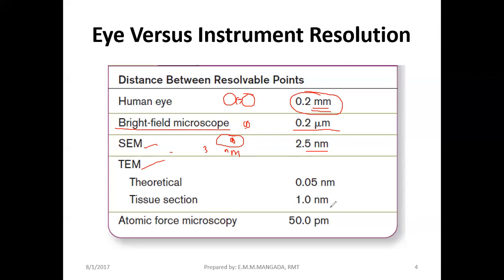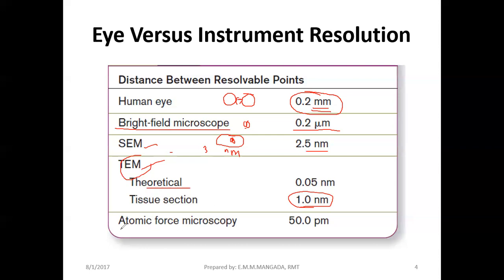Bakit? Kasi the microscope you are using is capable of visualizing now, okay, resolvable points as short as 2.5 nanometers. So when we say nanometer, that is about a 10 raised to negative 9, okay, na distance in meter, okay? So next, we also have the TEM. For the theoretical, it's usually at 0.05 nanometer, but in tissue sections, okay, it actually resolves points at about 1.0 nanometers. So imagine, okay, how small that distance is. That is about 1 times 10 to the negative ninth of a meter.